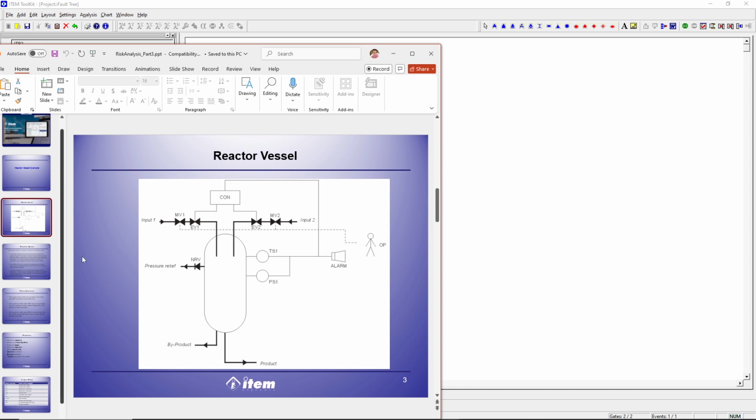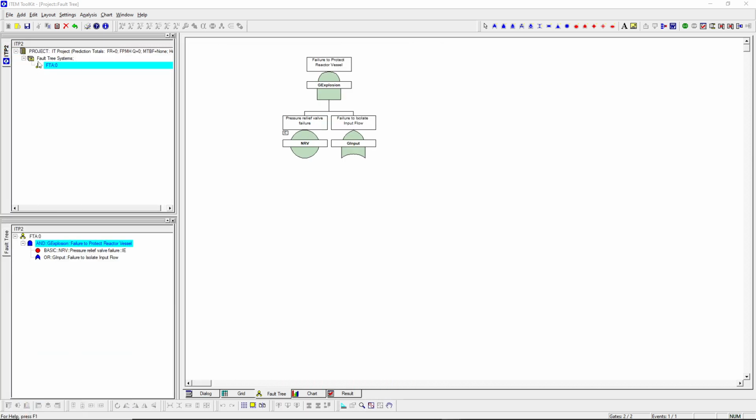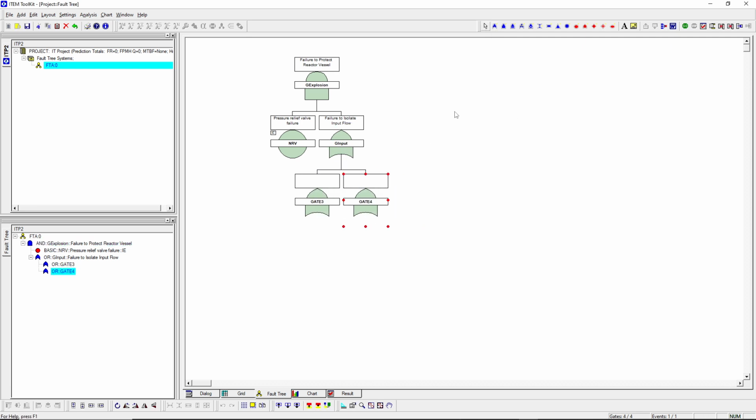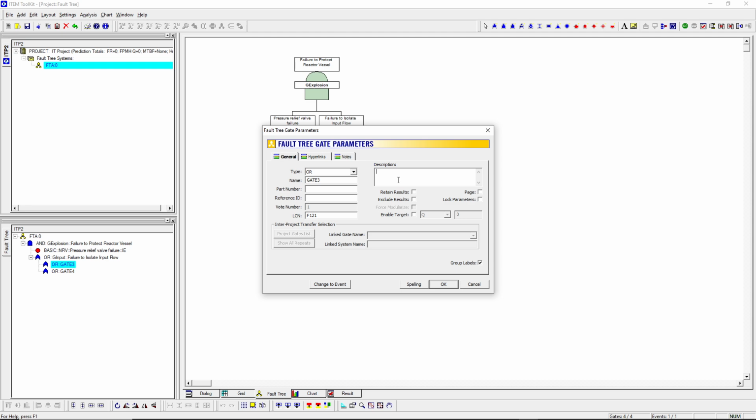Following our construction rules, we must ask, what are the immediate causes that would lead to a failure to isolate the input flow? Looking back at our physical system, the incoming pressure is delivered through two separate lines, input 1 and input 2. Therefore, the direct cause of an input isolation failure is either a failure in the first line or a failure in the second line.